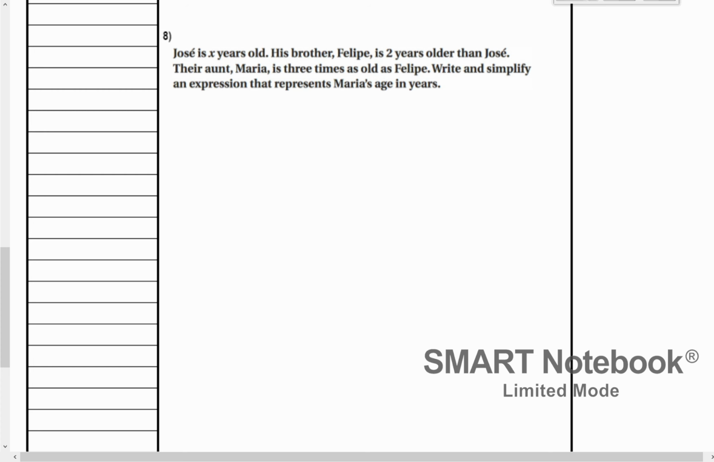Okay, so I like to have things as a visual. So let's just list out each person and what their expression is for their age. So Jose is X years old. Felipe is 2 years older than Jose. So he's 2 years older than X. Okay, so we'd add 2 to whatever Jose's is. So Felipe is going to be X plus 2. Okay, because he's going to be whatever Jose is plus 2 more years because he's 2 years older.